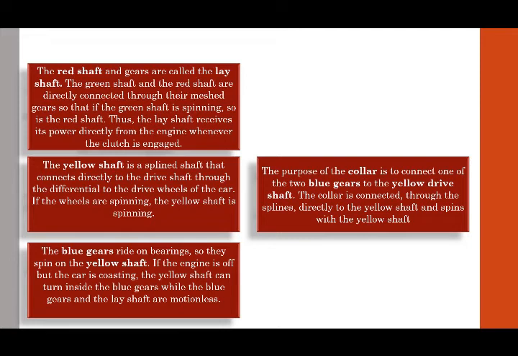The yellow shaft is a splined shaft that connects directly to the drive shaft through the differential to the drive wheels of the car. So if the wheels are spinning, the yellow shaft is spinning. The blue gears ride on bearings, so they spin on the yellow shaft. If the engine is off but the car is still coasting, the yellow shaft can turn inside the blue gears, while the blue gears and the lay shaft are motionless.